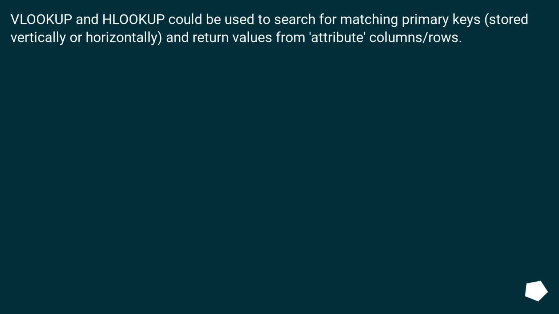VLOOKUP and LOOKUP could be used to search for matching primary keys, stored vertically or horizontally, and return values from attribute columns or rows.